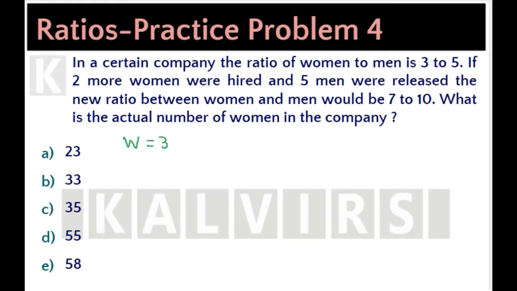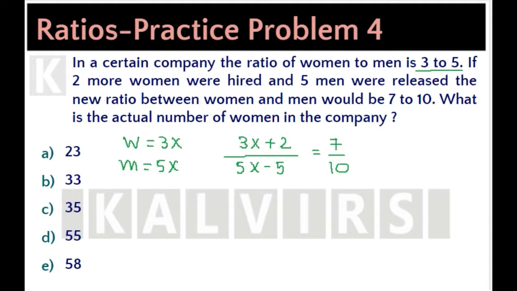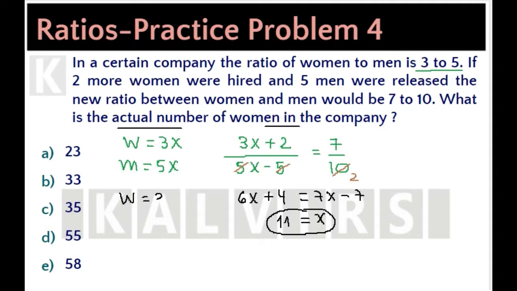Let the number of women be 3 times x. The number of men becomes 5 times x, since the ratio is 3 to 5. If 2 more women were hired and 5 men were released, the ratio of the new number of women and the new number of men would be 7 to 10. Now solve for x. Finally, find the value of the actual number of women in the company. Choice B is correct.